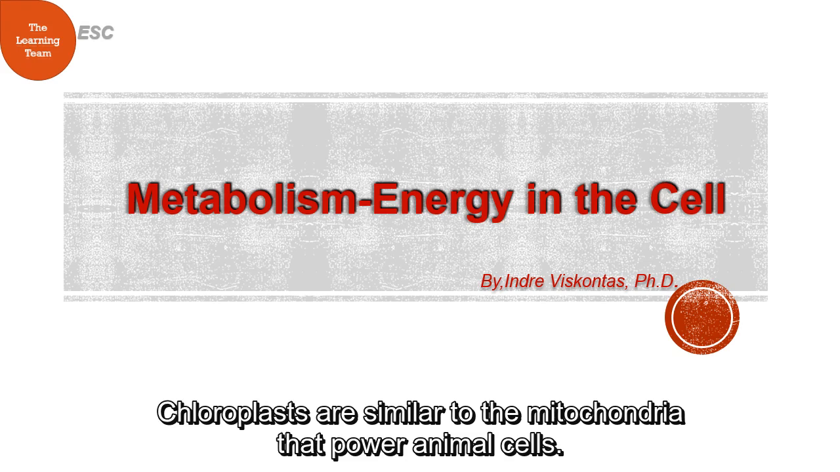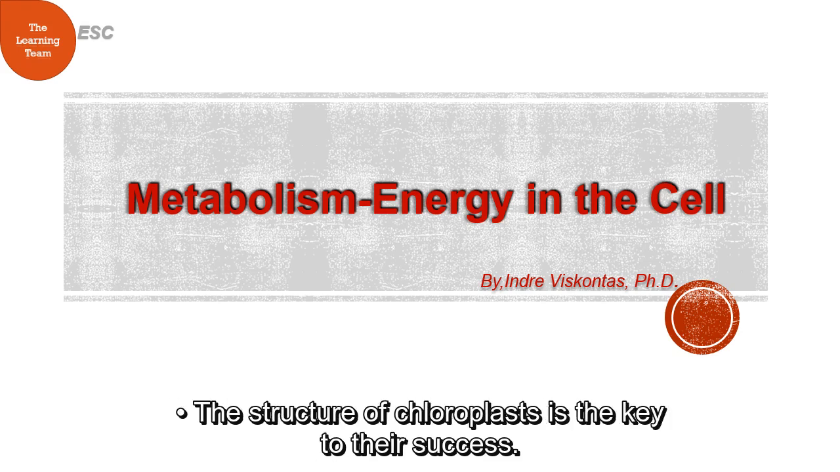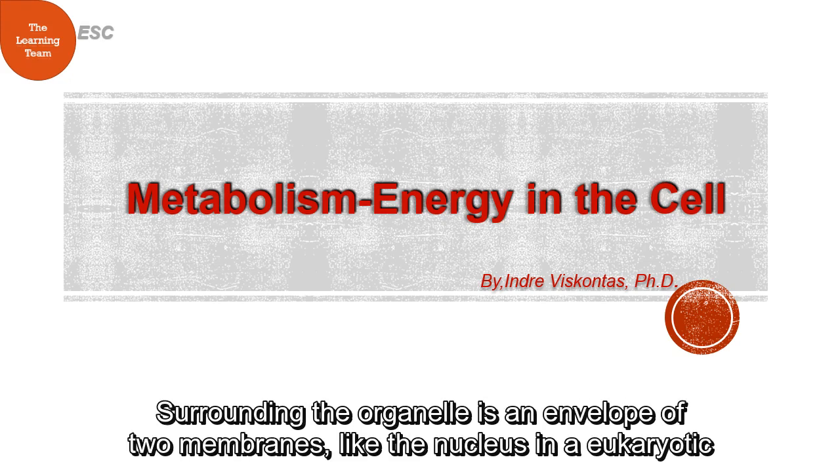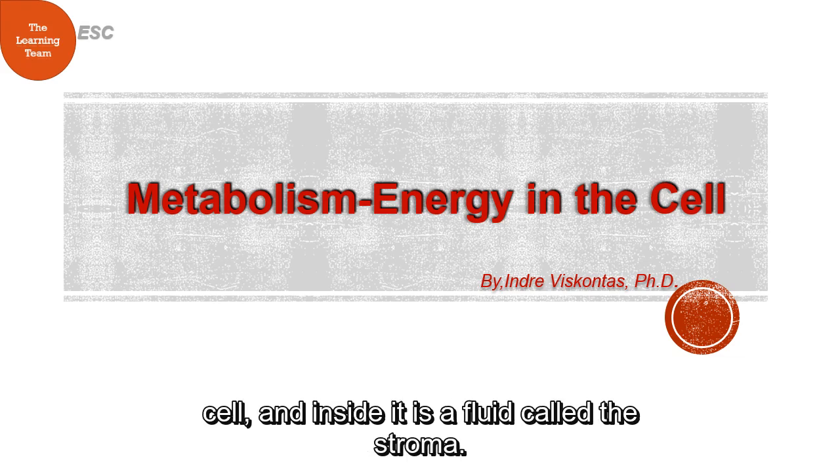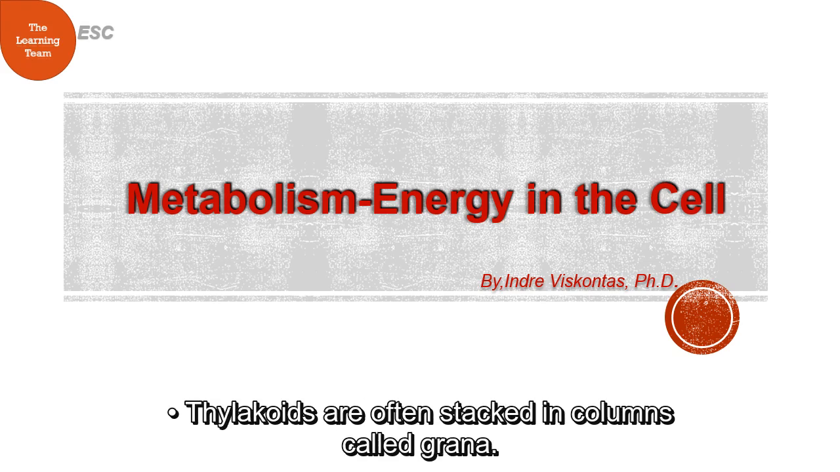Chloroplasts are similar to the mitochondria that power animal cells. All eukaryotes have mitochondria, but plant cells also have chloroplasts. The structure of chloroplasts is the key to their success. Surrounding the organelle is an envelope of two membranes, like the nucleus in a eukaryotic cell, and inside it is a fluid called the stroma. Within the stroma is a third membrane system, which is made up of sacs called thylakoids. Thylakoids are often stacked in columns called grana.